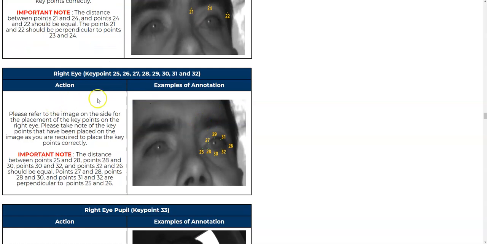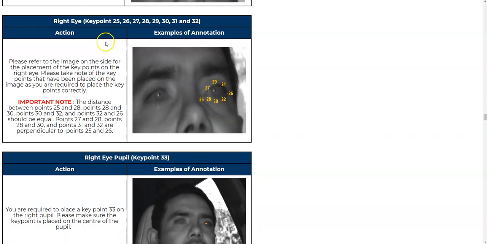The right eye key points are key points 25, 26, 27, 28, 29, 30, 31, and 32. This would be the order: 25 on the left hand side of the eye, 26 on the furthest right hand side, then 27, 28, 29, 30, 31, 32.